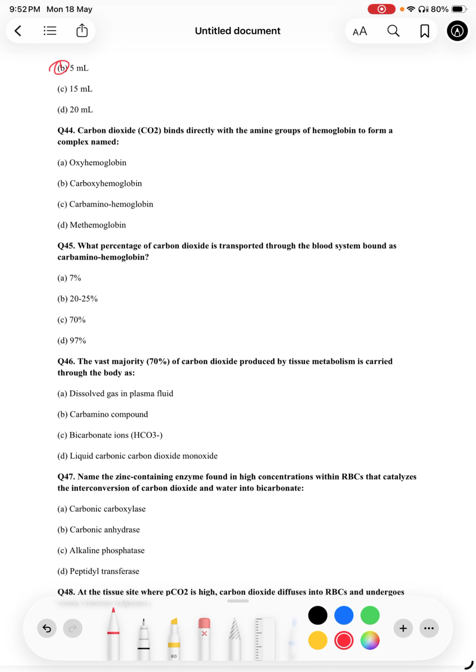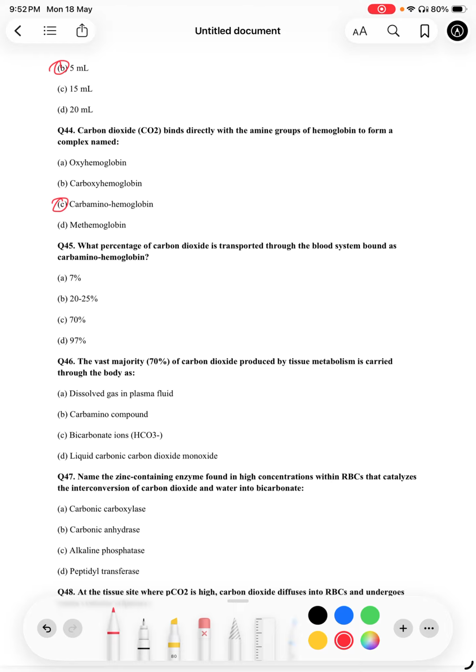Carbon dioxide binds directly with the amine groups of hemoglobin to form the complex known as carbaminohemoglobin. Correct? So carbon dioxide interacts with the protein globin portion of the hemoglobin, correct? And rather than the iron-binding heme site, it chemically bonds to form the state termed carbaminohemoglobin. So what's the answer? Carbaminohemoglobin.